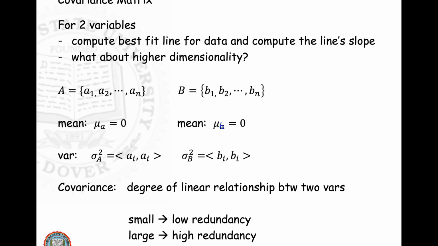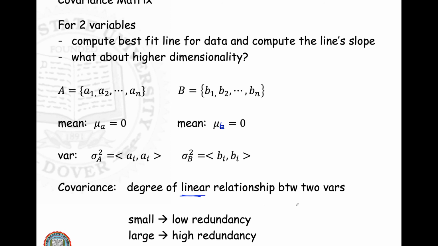And that's a typo. That should be a B. So the variance of A, well, we're just going to compute it using this angle bracket notation, is just sigma squared A. And variance of measurement type B is sigma squared B. So this covariance is the degree of linear relationship, and that linear is important, that linear relationship between two variables.